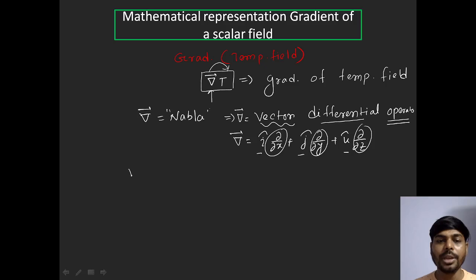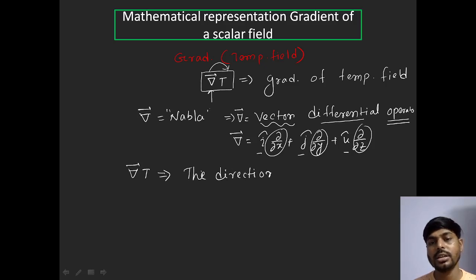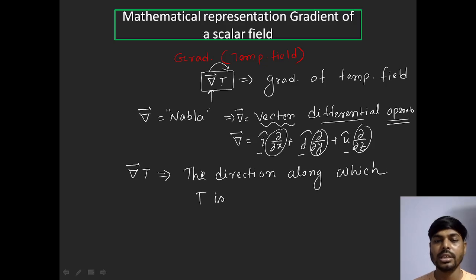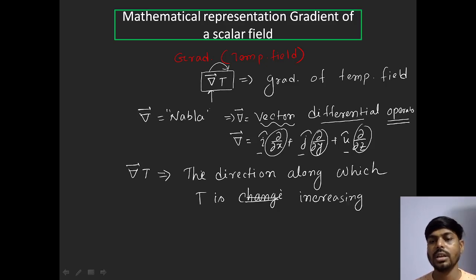And what is the physical meaning? So gradient of T, if it is written here in this way, it physically represents the direction along which T is changing, or T is increasing rapidly.